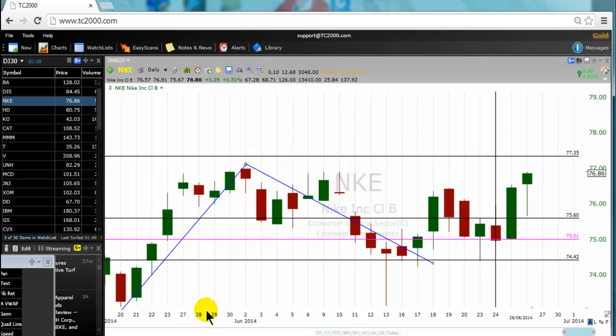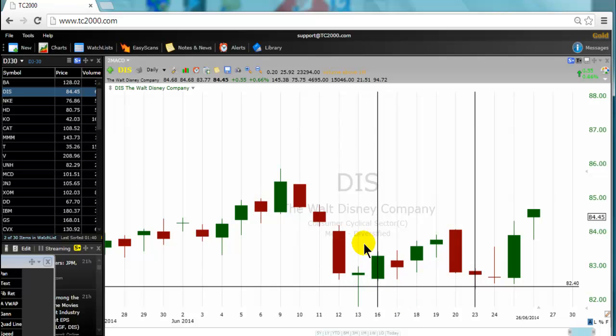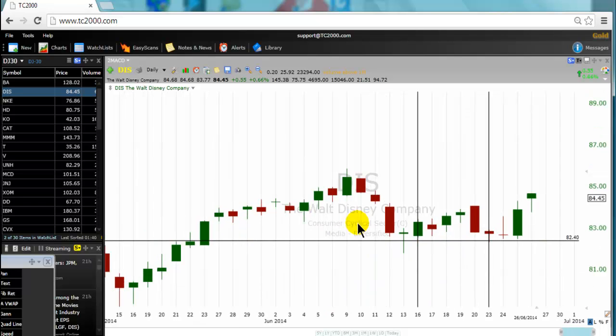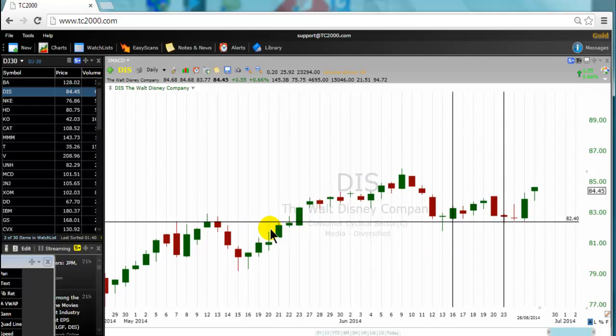The next financial instrument that we're going to look at is right here. Also listed on the Nasdaq is the Walt Disney. Again, I have two lines here on my chart. As always, the vertical line represents Monday. So this is the week that is going on, and this candle here is Monday.